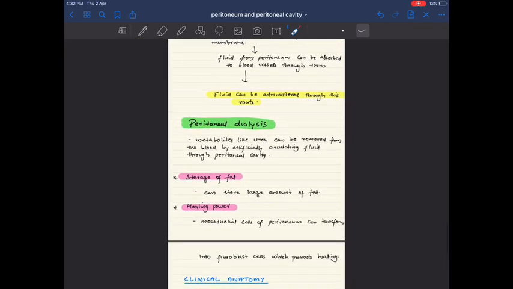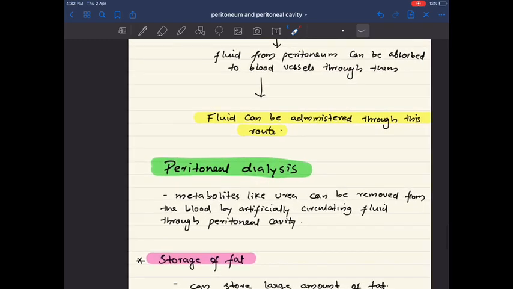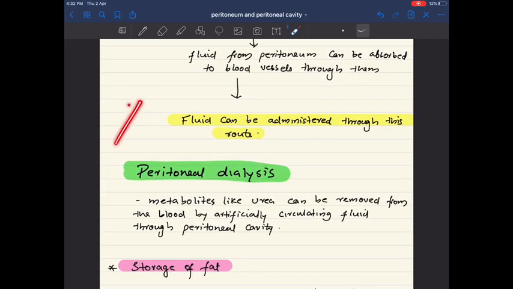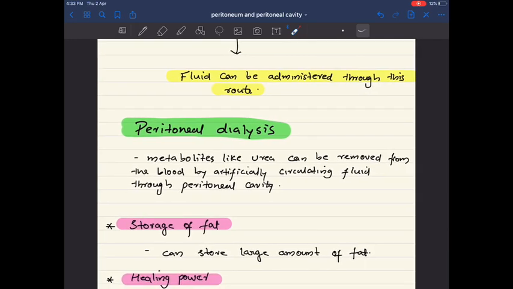So what is peritoneal dialysis? Right now what we said is we can give fluid into the peritoneum, so it will go to the circulatory system. Think the other way. From the circulatory system, fluid will come into the peritoneum, and from there you can take this fluid out of the body. When does this work? For example, have you heard that in renal patients we are doing dialysis, right? This is one way of doing dialysis, because urea from our blood can be removed through this peritoneal fluid. That's how dialysis is done.